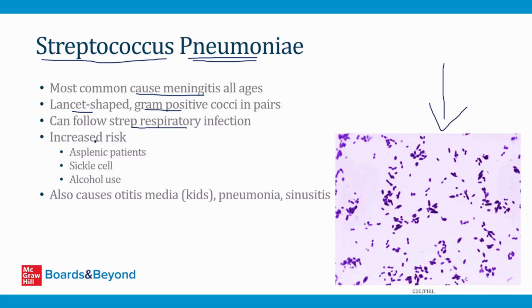Some of the things that increase the risk for developing meningitis from strep pneumoniae are listed here. Patients who don't have a spleen, whether they functionally lack a spleen because of sickle cell disease or they've actually had a splenectomy for some reason, are at higher risk of strep pneumoniae meningitis, and that's because strep pneumoniae is encapsulated, and the spleen helps to protect against encapsulated bacterial infections. Also, heavy alcohol use has been well described as increasing the risk of developing strep pneumoniae infections.